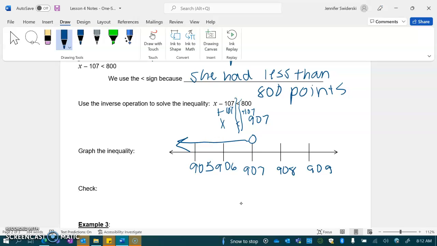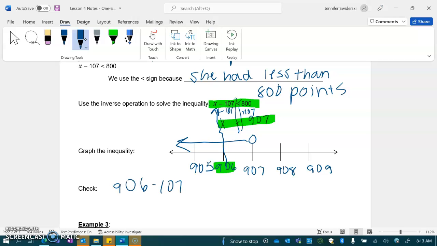So when we talk about this check step, what I'm really doing is going back to this inequality. I'm plugging in a number that's going to be less than 907. So let's say 906. I'm going to plug that in for x. Well, is 906 minus 107 less than 800? When I subtract 906 minus 107, I get 799. Is that less than 800? Yes, so I know my answer is correct.